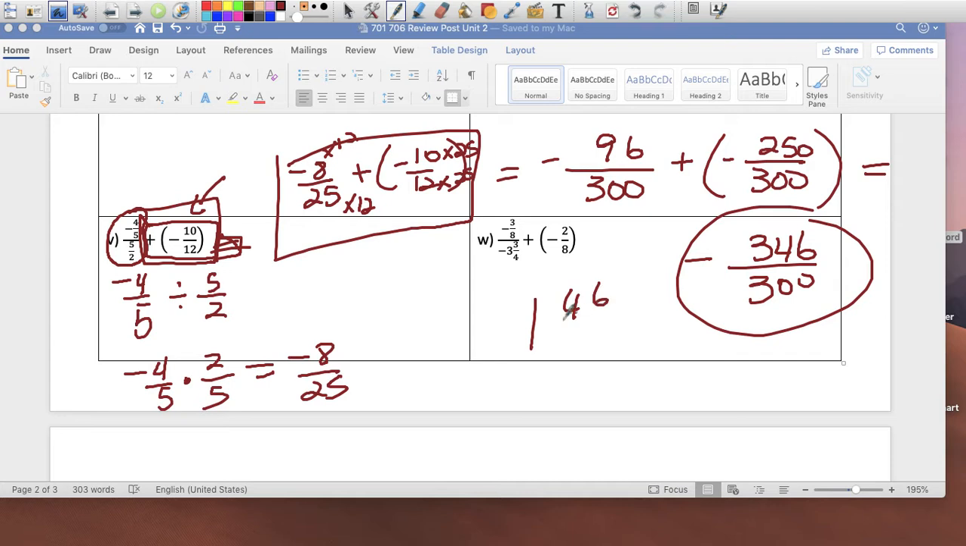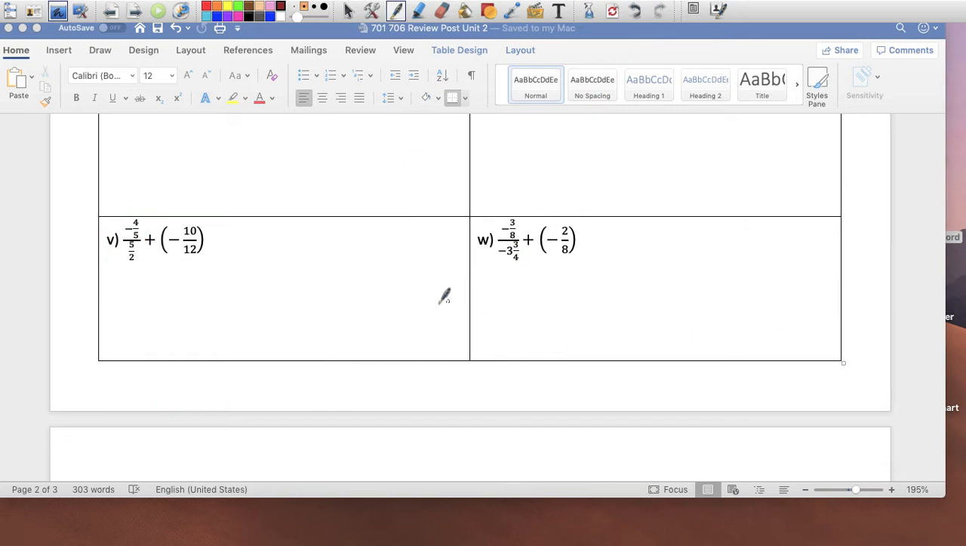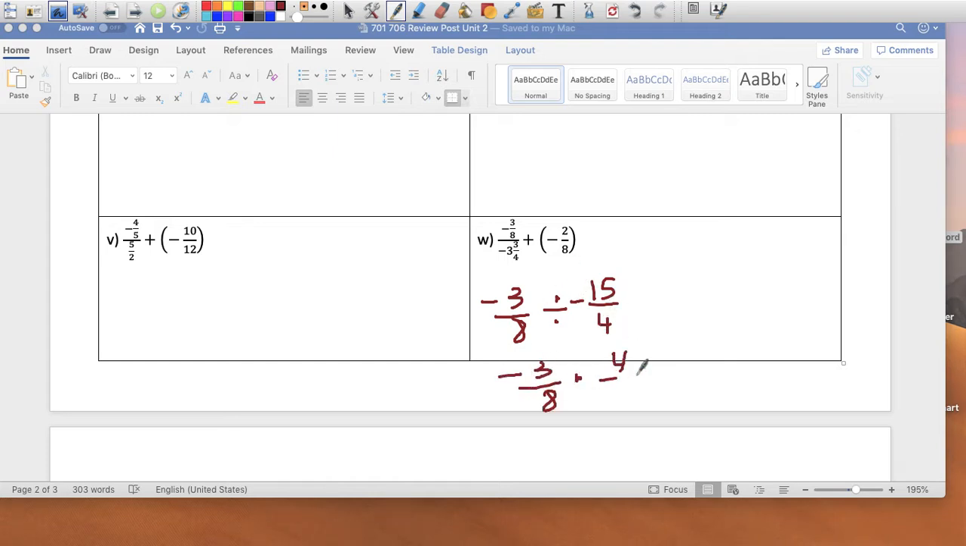Or 1 and 46 over 300, which you can simplify even more, and I'm not going to do it. Next one, it's negative 3/8, so I'm going to write negative 3/8. I change this. Let's divide by 4 times 3 is 12 plus 15 over 4. But negative 3/8 times 4 over 15, negative. Negative times negative is a positive, right? So I can simplify this. And you get 1 over 10.